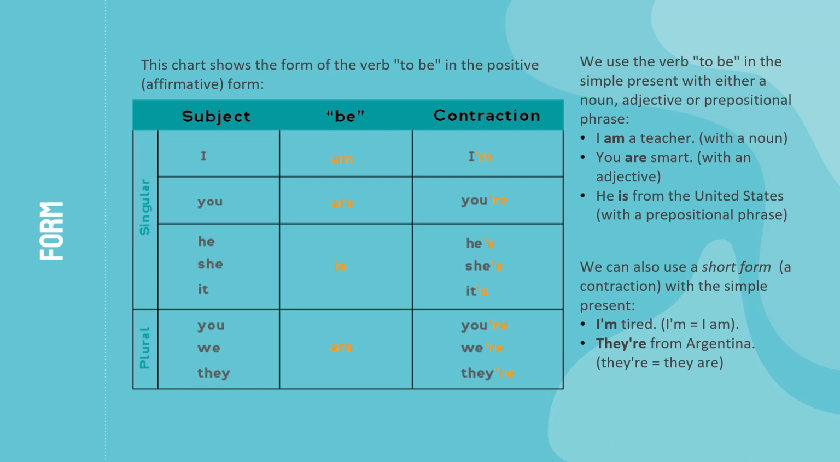We can also use a short form or contraction with the simple present. I'm tired. They're from Argentina. Consider the subject to use the verb to be. For singular, I, the to be is am. You, the to be is are. He, she, it, the to be is is. You, we, they, the to be are.